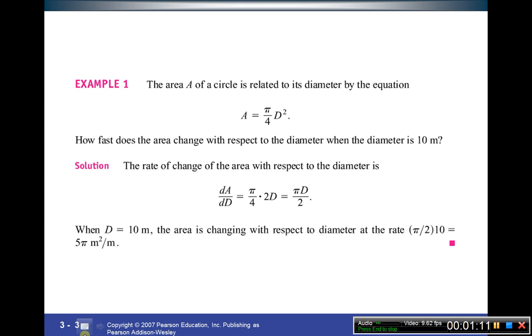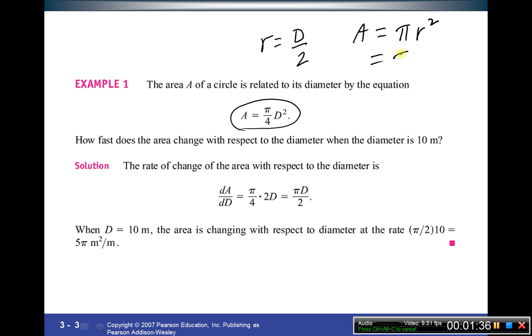Let's look at an example here. As everyone knows, the area of a circle is related to its diameter by this equation. I'm sure you have seen A equals pi r squared. Of course, r is equal to the diameter divided by 2, so that would simply be pi times d over 2, quantity squared, which is equal to pi over 4 times d squared.